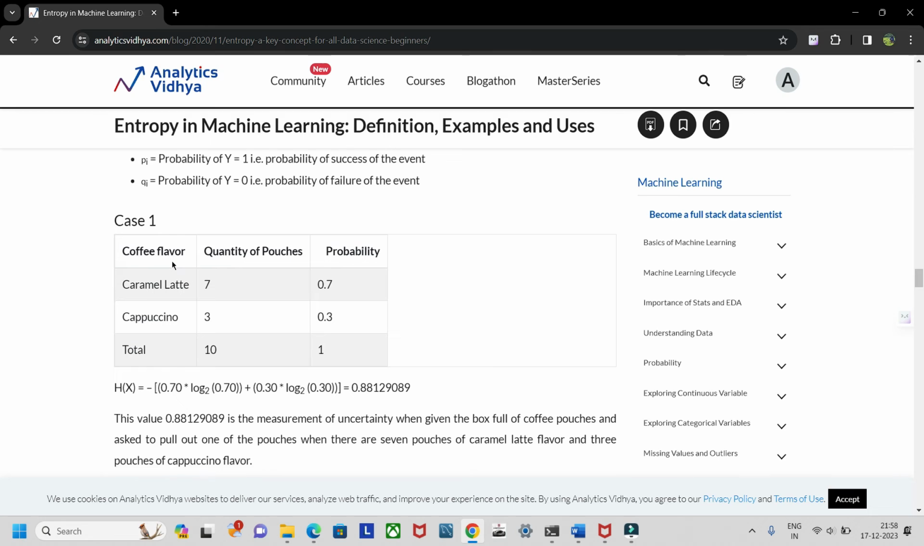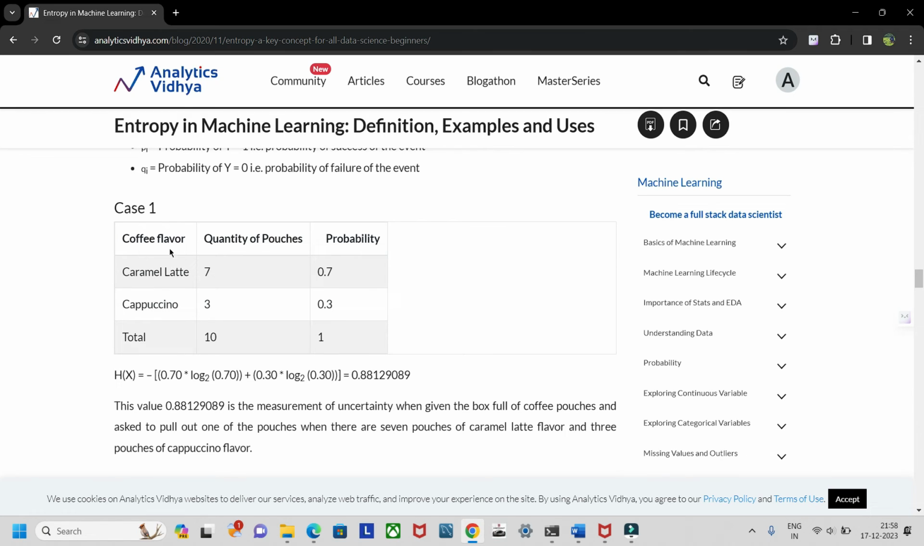Now here they have taken the example case 1, with coffee flavor, quantity of pouches and the probability. Here you can see caramel latte has a quantity of 7 and cappuccino is 3, and the total is 10. To calculate the entropy: it is minus 0.70 log of 0.70 minus 0.30 log of 0.30, so it is 0.88. Now the entropy is higher here.